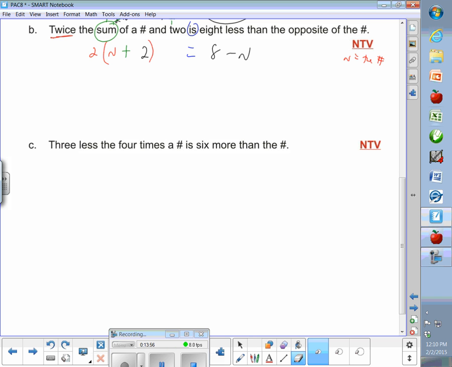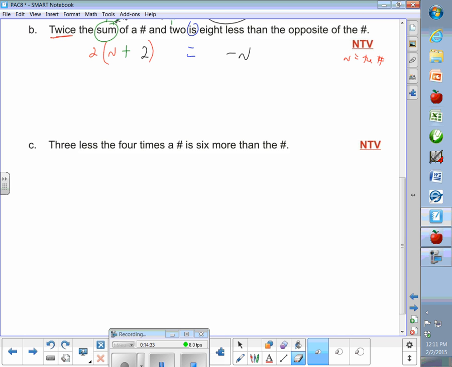Twice the sum of a number and 2 is 8 less. So let's just deal with the opposite of the number. Do you agree negative n is the opposite of the number? Hopefully you would. We started off the whole year with opposite numbers. If I said 2 is the number, what's its opposite? You all would say negative 2. If I said negative 7, the opposite would be 7. So if we said n, the opposite would be negative n. So Andrew's good on the negative n.